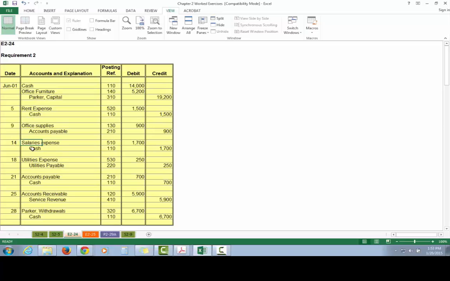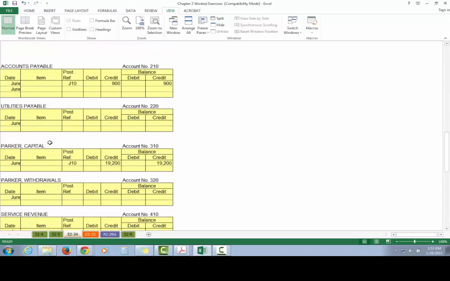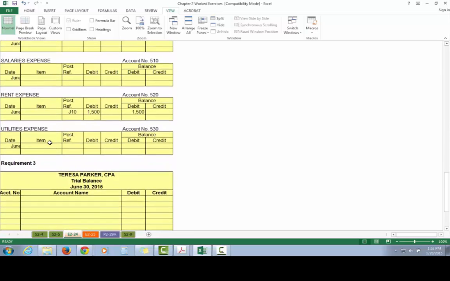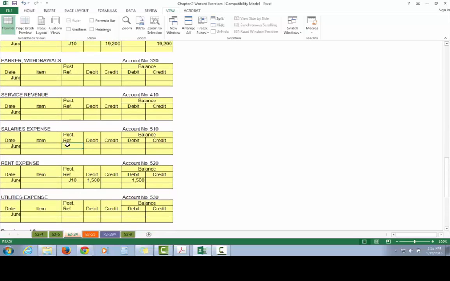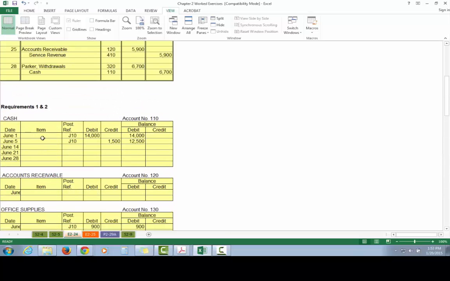salaries expense. We debit that and then credit cash for $1,700. So we'll find our salaries expense. And we're going to debit that $1,700. And then we'll come back up here to cash and we're going to credit it $1,700. So after we credit it $1,700 again, we're going to take $12,500, then less $1,700 gives us $10,800.